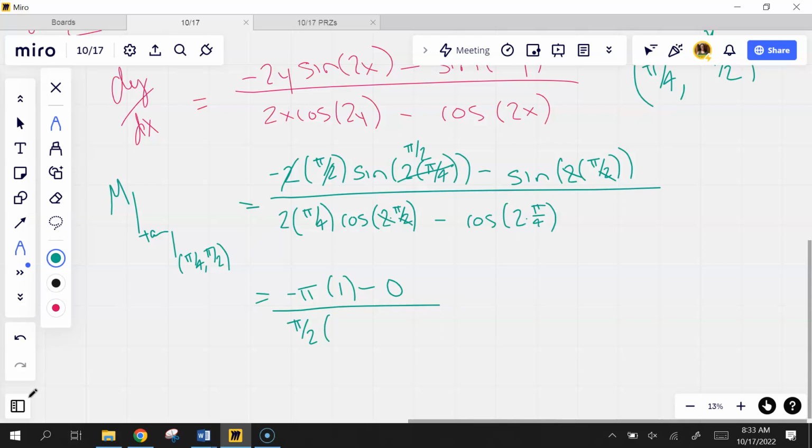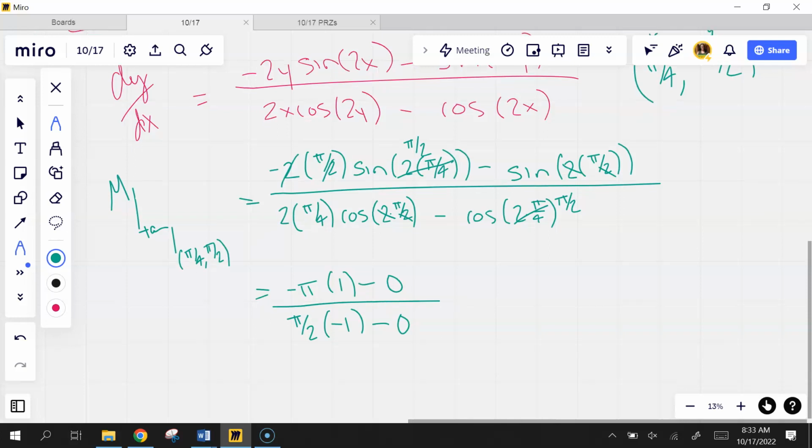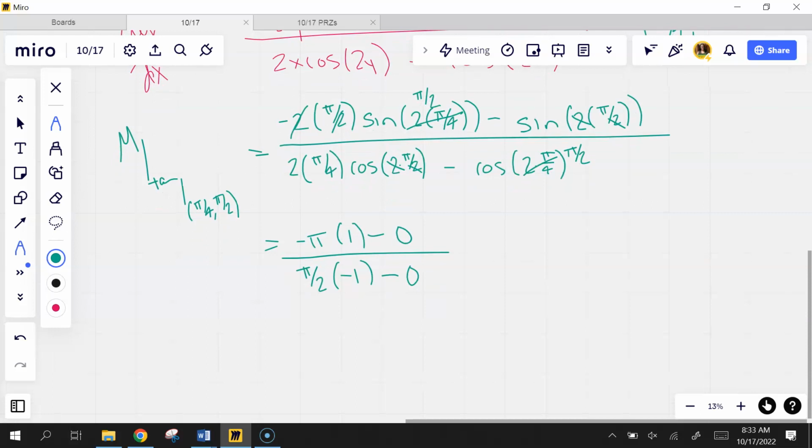What's the cosine of pi? Straight across, negative 1, minus, this would be pi over 2. What's the cosine of pi over 2? 0, straight up. I'm pointing like y'all know what I'm doing. Now it's a lot easier to work with, right? I have negative pi over negative pi over 2. So all I'm going to do is multiply by the reciprocal here. And I have negative pi times 2 over negative pi.